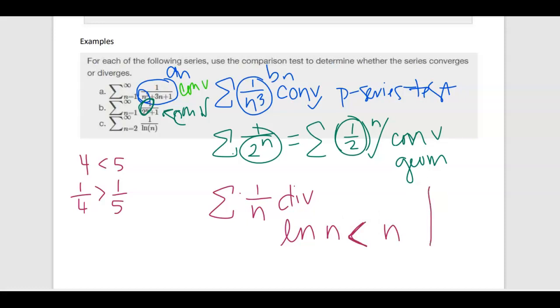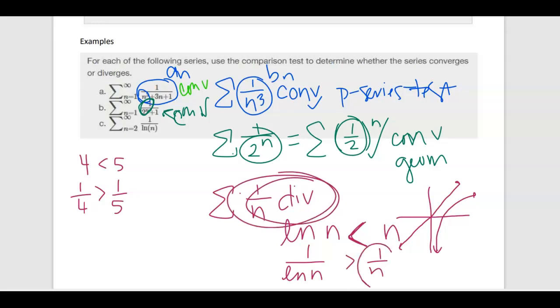And you can look at a graph of x and natural log of x, and you can see that the natural log of a number is going to end up being smaller than just that number. What does that mean? That means that 1 over natural log of n must be bigger than 1 over n. Well, if 1 over n diverges, and this is bigger than it, then that's going to diverge.